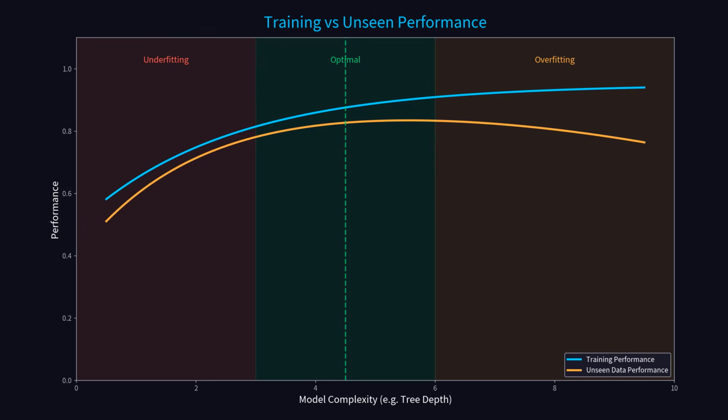An underfit tree is too simple. It fails to capture important patterns and performs poorly on both training and test data. An overfit tree becomes excessively complex. It performs very well on training data, but poorly on unseen data because it has memorized noise. How do we prevent unnecessary growth? Pruning.